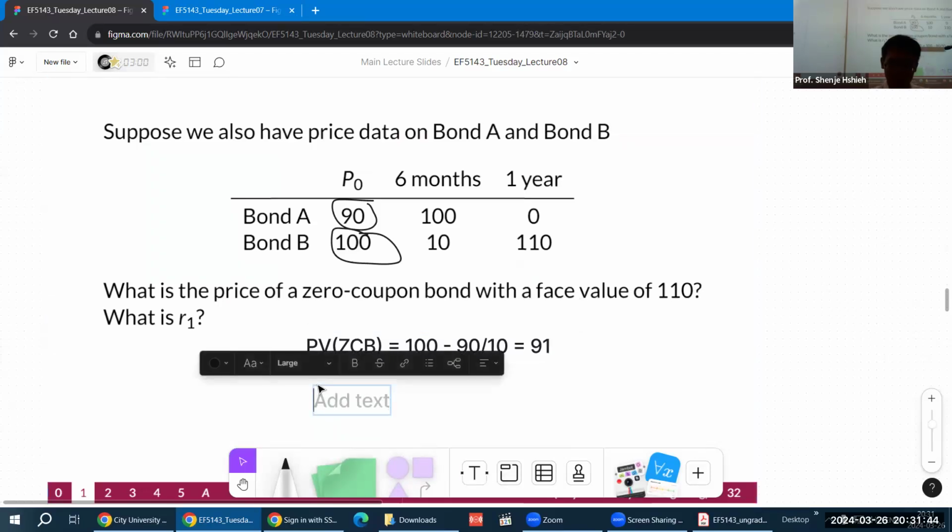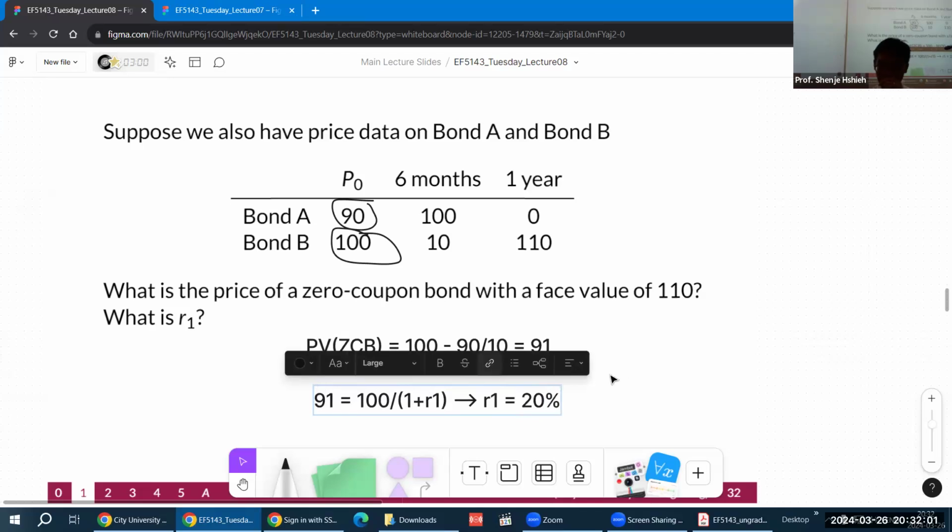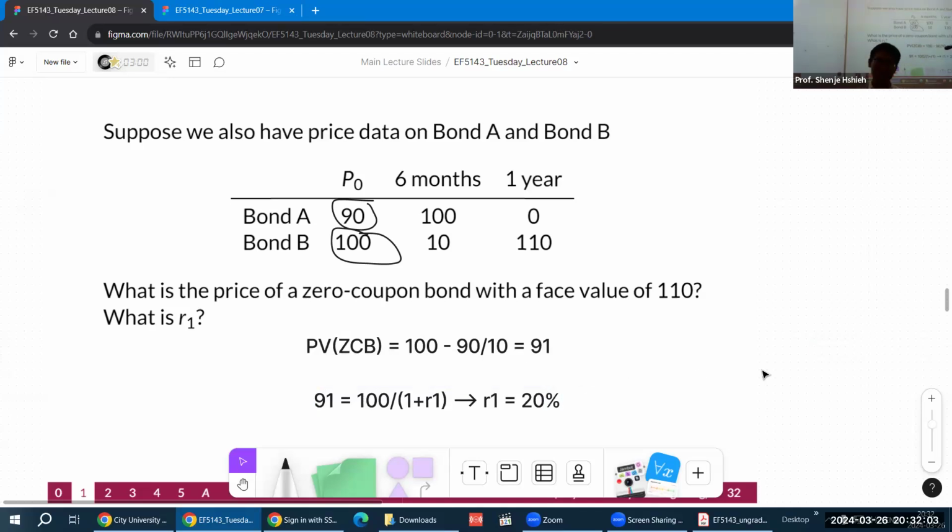Okay, so with 91, we can then write the following equation. The price is equal to 100 par value divided by 1 plus R1, which is the proper interest rate for the zero coupon bond. And if you back out R1, it should be equal to around 20%. Okay, so this is called bootstrapping. We are trying to create the term structure of interest rates by creating portfolios of bonds to mimic a zero coupon bond in such a way that we can now back out interest rates to use for our term structure.